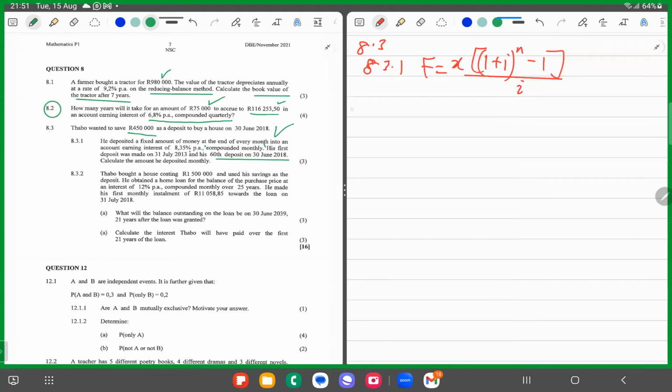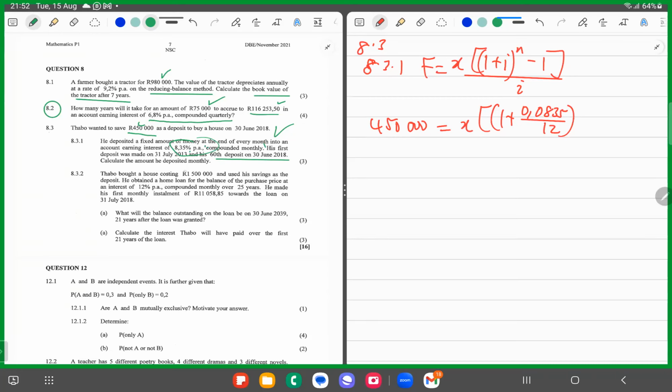$450,000. You want to say 450,000, which means the future value is 450,000 equals x into 1 plus... What is the interest rate? It is 8.35% compounded monthly. So you divide that by 100, which means 0.0835. You divide it by 12.